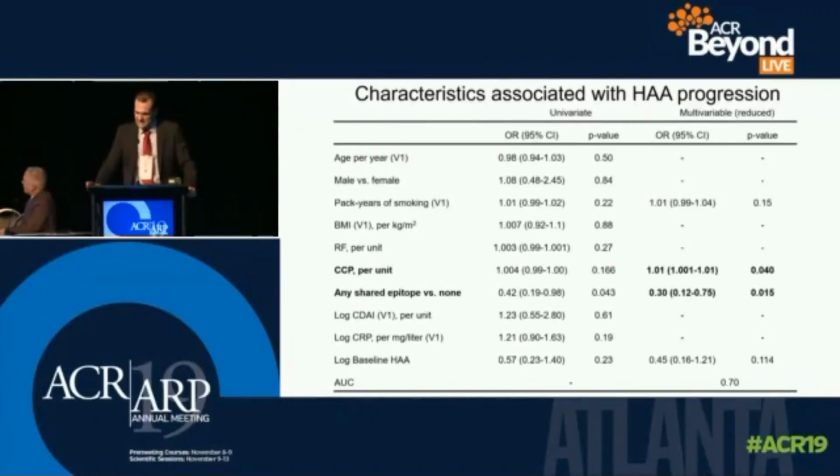In univariate analysis, the shared epitope was negatively associated with HAA progression. There was also a trend towards significance of pack years of smoking, CCP units, log CRP, and log baseline HAA. In the final multivariable model, CCP units were positively associated with HAA progression, while the shared epitope retained its negative association with the outcome of HAA progression, interestingly.